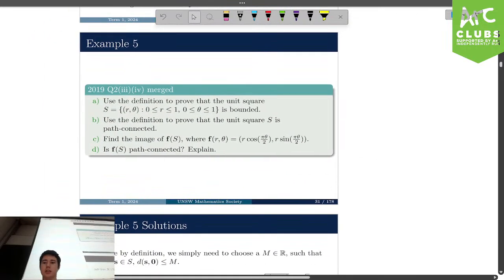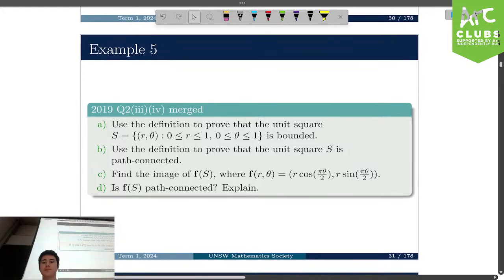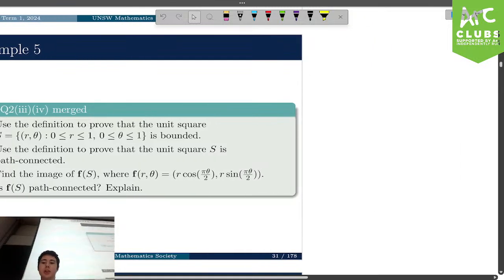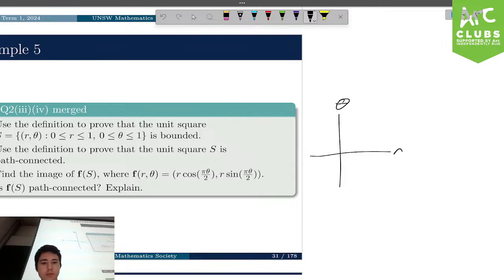All right, example time. So, part A. Use the definition to prove that the unit square is bounded. The unit square is going to be in R2. We're going to map R here, theta here. Funky variables, I don't know what they're hinting at. So, the unit square is given by this. Closed boundaries, I'll just use a red pen to solidify that they are closed, and done.